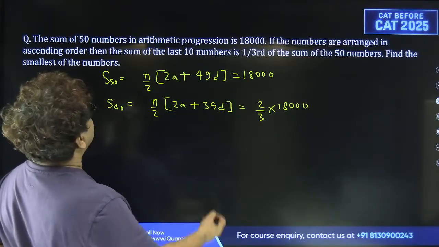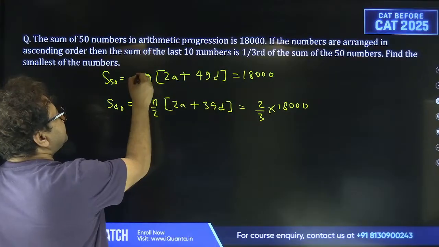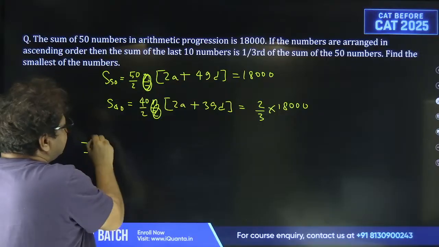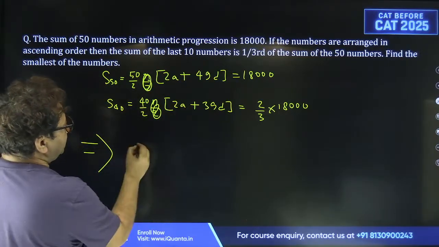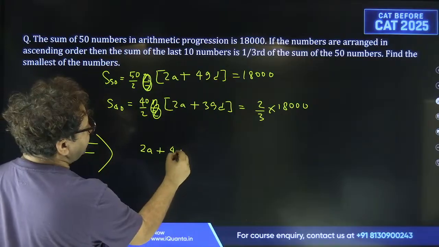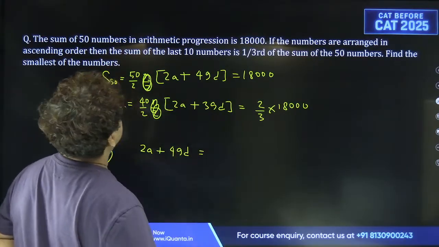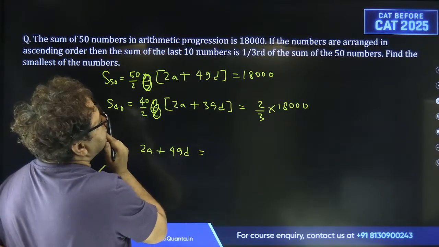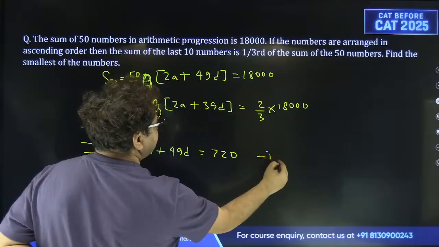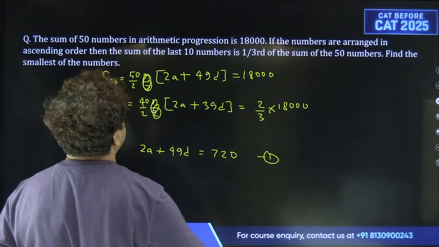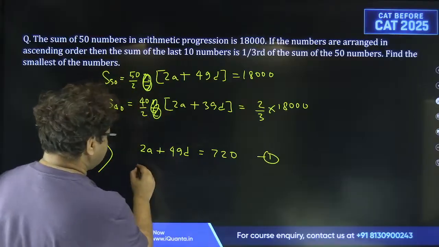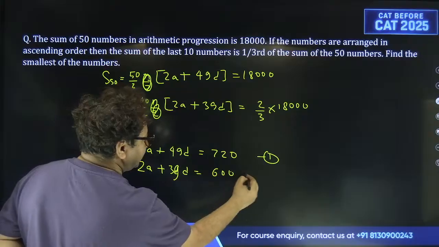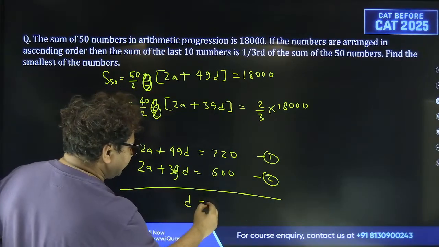n is not given, it is 50/2 here and 40/2 here. Let's open the brackets. 25 times this. So 2a plus 49d is equal to how much? 50 is 18,000, so if it were 100 it would be 180, 360, 720, right? First equation. Second one, 12,000 is 600. So 2a plus 39d is 600. Let's subtract the values and get the answer. I'll get d is equal to 120.